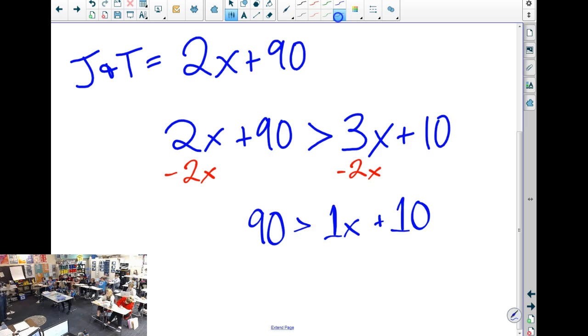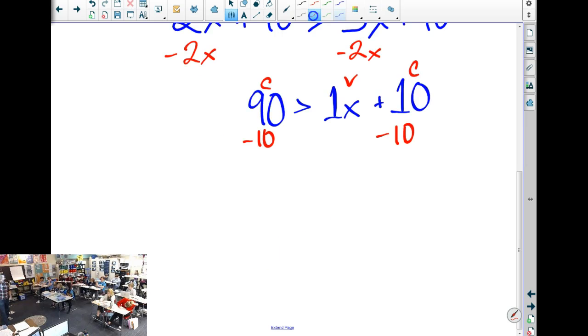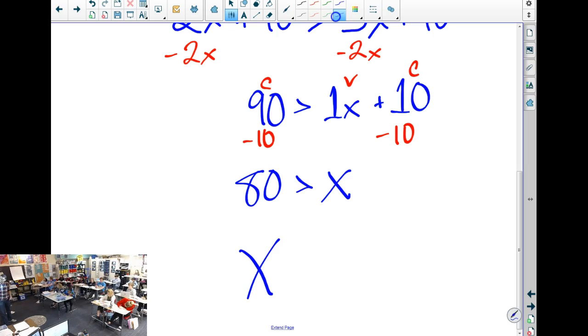Now I would minus 10 because I have constant, variable, constant. I want to get rid of this constant. So minus 10, and we get 80. And if I flip this whole thing around so my x comes first, x is less than 80. If x is more than 80, Morgan's kite's going to go higher.